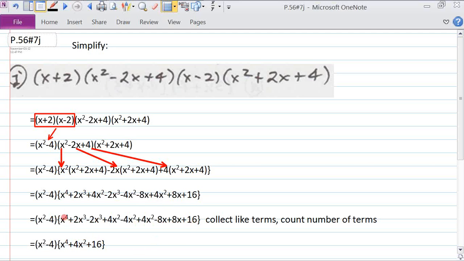Now, plus the x to the fourth is x to the fourth. The plus 2x cubed minus 2x cubed sums to 0. So there's no term in x cubed. Plus 4x squared minus 4x squared sum to 0, plus 4x squared gives me this one. So the sum of these three terms is plus 4x squared. The minus 8x plus the plus 8x sum to 0. These two sum to 0. And finally, I have 16. And there's my final answer right here.